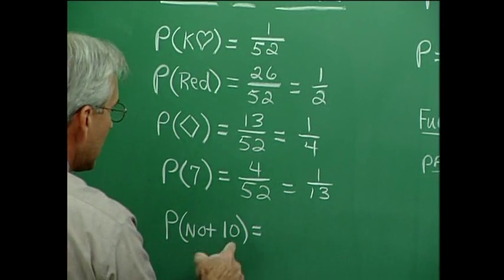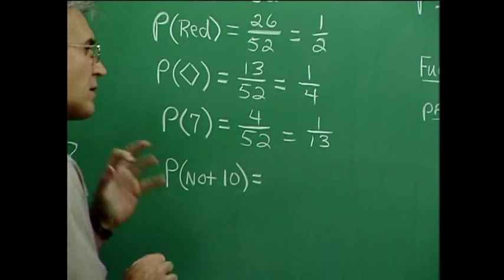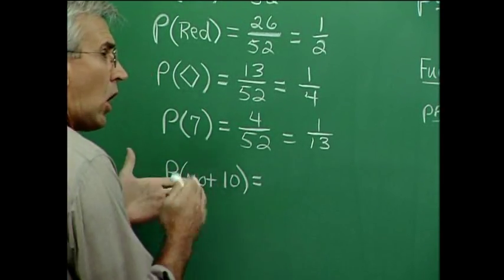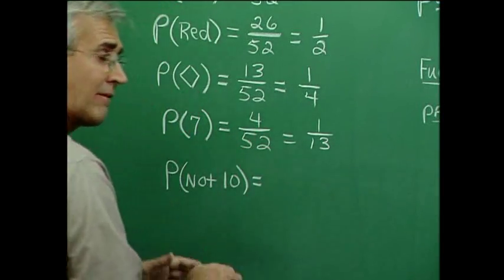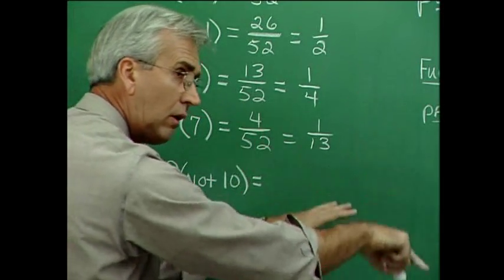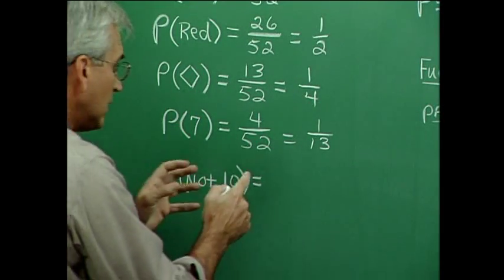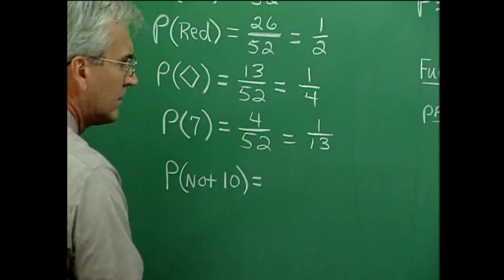Now, the probability of not 10. That would mean the favorable outcomes would be all of the cards that are not 10s in the whole deck. We'd have to count all the aces and all the kings and all the queens. We'd have to count all of those cards, you see, and then put that over 52.